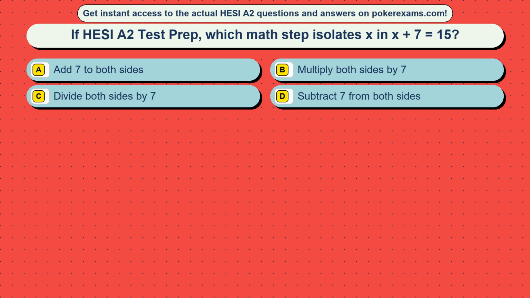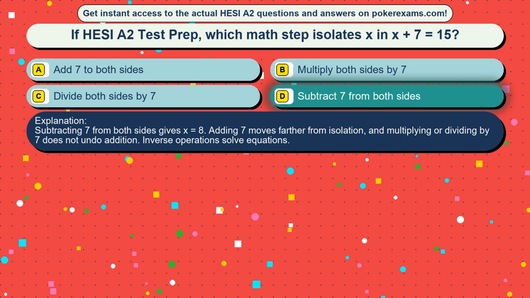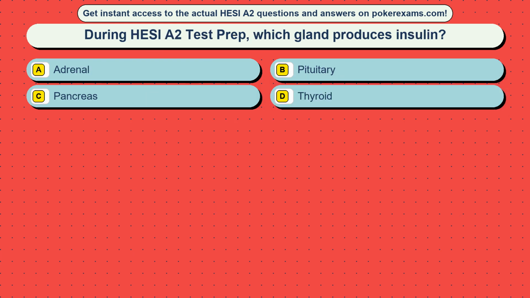Question 30. If HESI A2 Test Prep, which math step isolates x in x plus 7 equals 15? Option A. Add 7 to both sides. Option B. Multiply both sides by 7. Option C. Divide both sides by 7. Option D. Subtract 7 from both sides. The correct answer is option D. Subtract 7 from both sides. Subtracting 7 from both sides gives x equals 8. Adding 7 moves farther from isolation, and multiplying or dividing by 7 does not undo addition. Inverse operations solve equations.